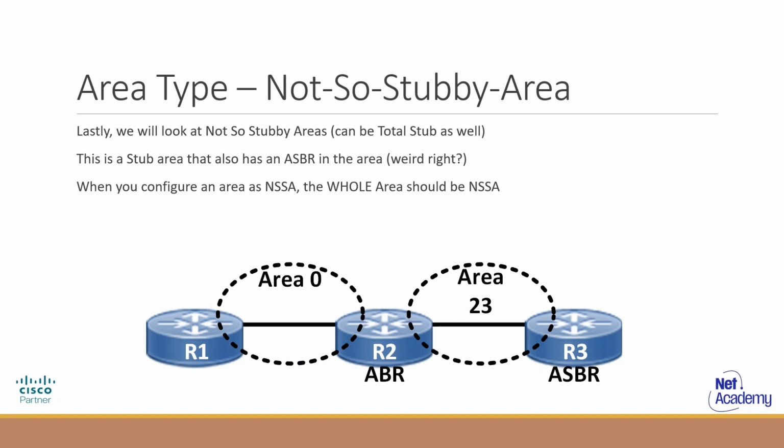Here, though, the why is pretty simple. We usually do this to get through a temporary situation. For example, maybe there's some kind of acquisition. Maybe the company over on the left, R1, R2, has bought a company over on the right, R3, and R3 was already doing redistribution or something, or maybe they run EIGRP in their network. And until you have time to do a full network conversion, you need to bring some routes into your OSPF network. That might be why you have an ASBR in a stub area, right?